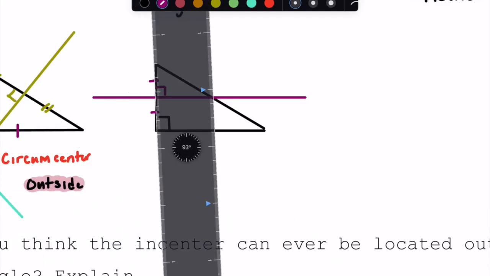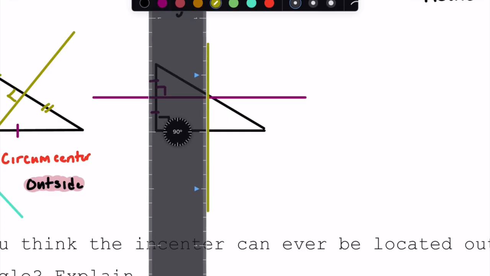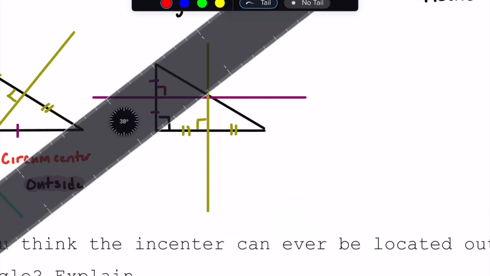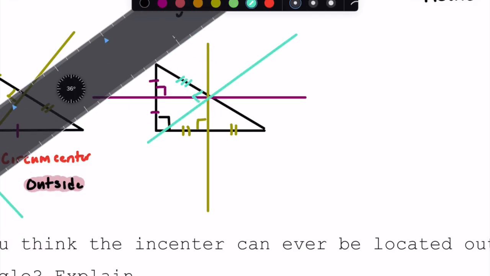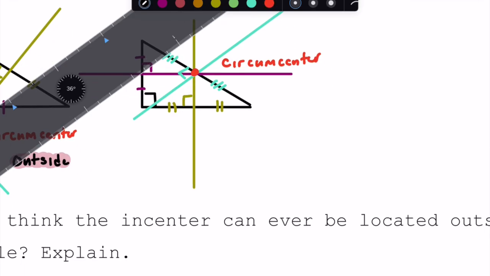Then I'm going to do the next one, which is going to be right here. I'm going to split this side into two equal halves and make sure that they're perpendicular. Notice they're perpendicular and this side was split into two equal halves. And then finally, I'm going to do the last side right here. So draw my bisector and then split the hypotenuse into two equal halves. So notice that here's the circumcenter, and this is neither inside or outside. It's on the side of the triangle.